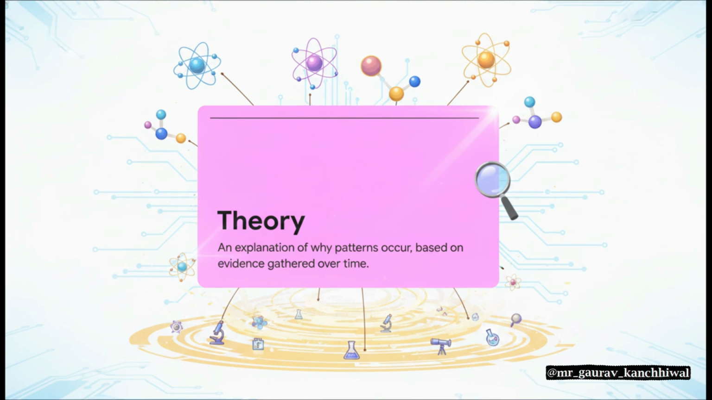Now, building on that foundation, a theory goes a vital step further. While a law describes the pattern, a theory provides an explanation of exactly why those patterns occur, and it's usually based on a massive mountain of evidence gathered over time. For instance, atomic theory doesn't just tell us molecules exist. It explains exactly how they form from individual atoms.